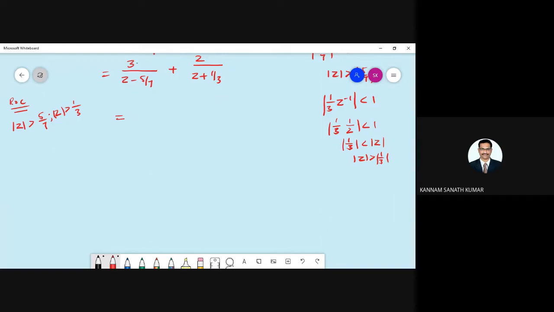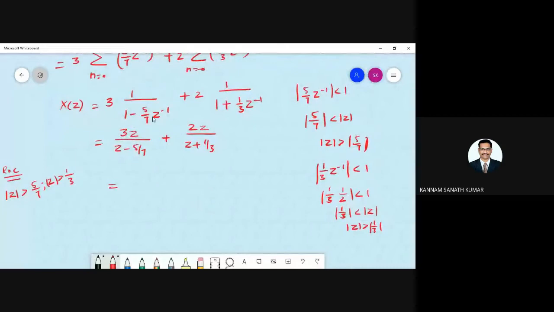Sorry, here z will be there. So if you are taking the LCM, z by z minus 5 by 7 and z by z plus 1 by 3 will go into the numerator. So what you are getting: 3z into z plus 1 by 3, cross multiply, 2z into z minus 5 by 7, divided by z minus 5 by 7 into z plus 1 by 3. Okay, so you can simplify this.